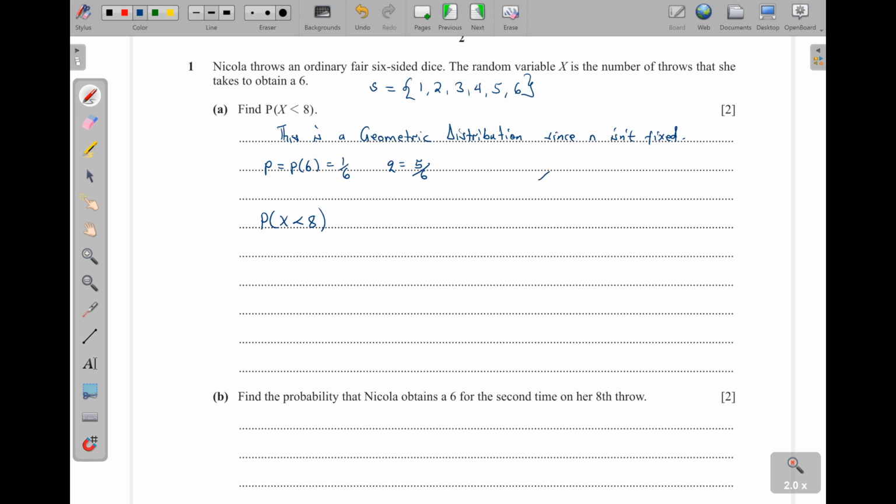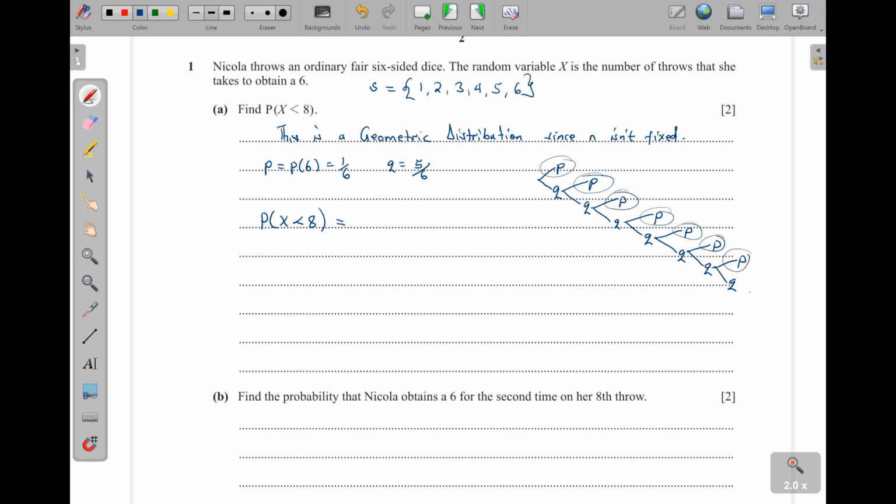The tree diagram for the geometric: I can get the success on the first one. If I fail, then I continue. The success is here, then if you fail, you can continue like that. So less than 8, I will go up to 7. With p and q, these are 1, 2, 3, 4, 5, 6, and 7. That means to get the success in less than 8 times, I can have it on the first time, second, third, fourth, fifth, sixth, and the 7th time.